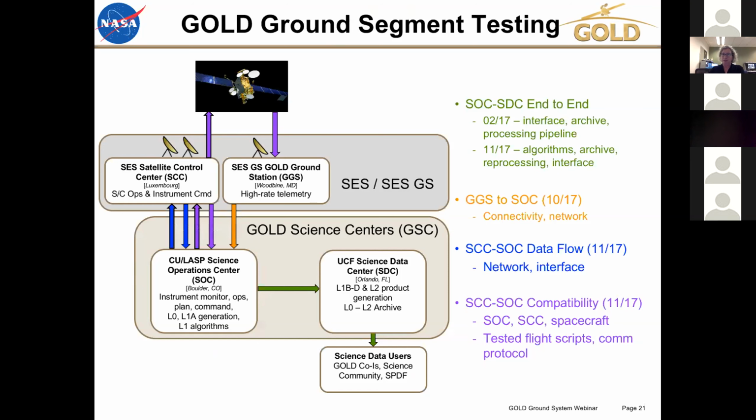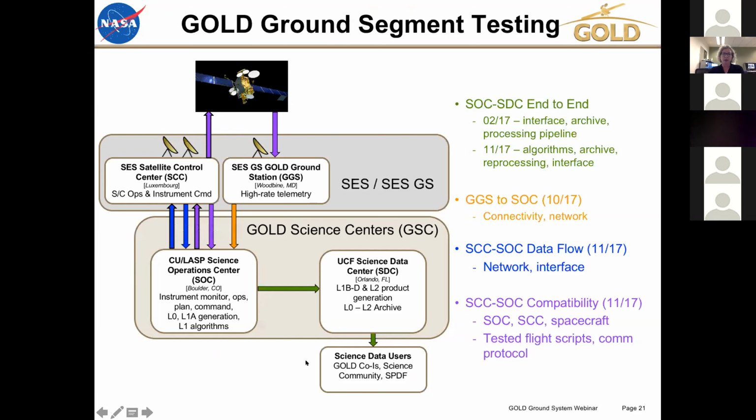So from the reprocessing side of things, we want to make sure that we're able to process, and in this case, we have 4 months worth of data. As the mission progresses, the algorithms are refined, and so it becomes critical to be able to reprocess that science data in a timely manner. And so this reprocessing test was a key thing that we tested in November of 2017 to verify that we could reprocess multiple days worth of data in a single day.